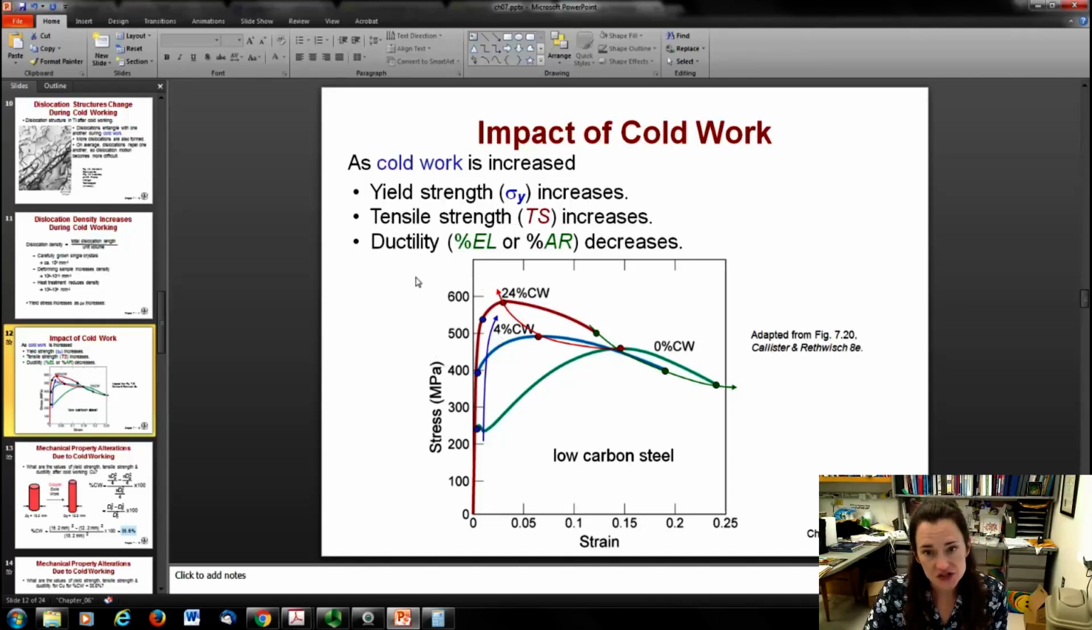The tensile strength also increases, but what's going to happen is the ductility decreases. You can see the truncation of these curves. This is the 0% cold work. It underwent a whole lot more strain before failure than the 4% cold work or the 24% cold work, which could undergo the least amount of strain. Okay?